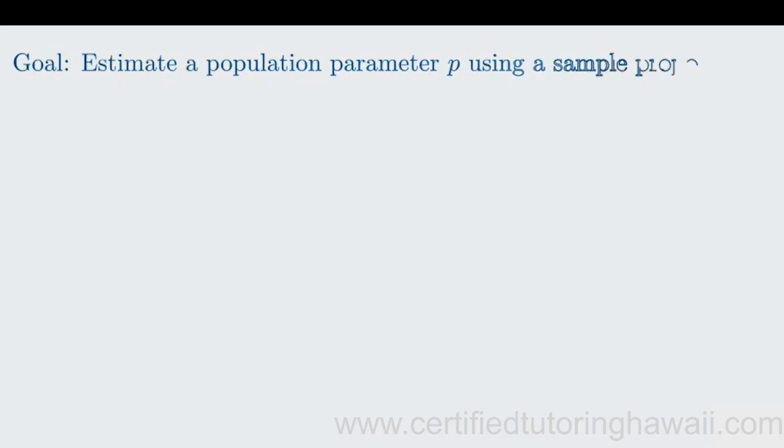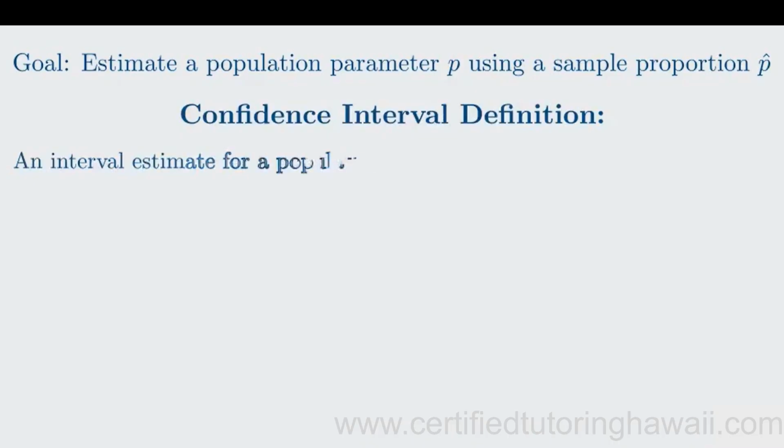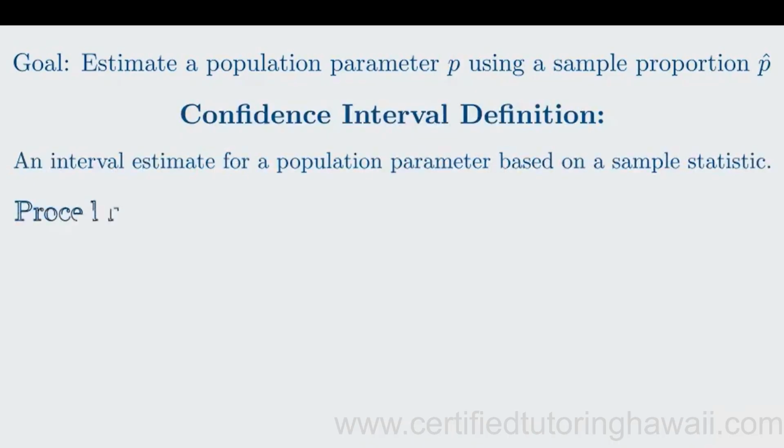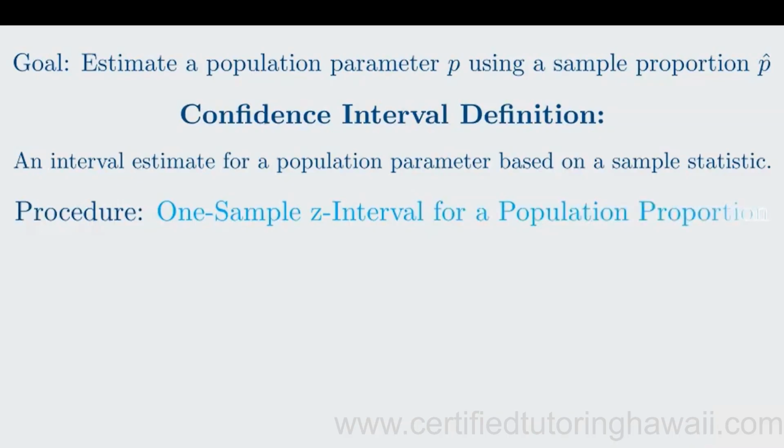In statistics, we often want to know a parameter, a true value about an entire population, like the proportion of all teenagers who own a smartphone. Since we can't ask every single teenager, we use a sample proportion, p hat, to estimate it. A confidence interval gives us a range of plausible values for that unknown population proportion. The specific procedure we use for this is called a one-sample z-interval for a population proportion.